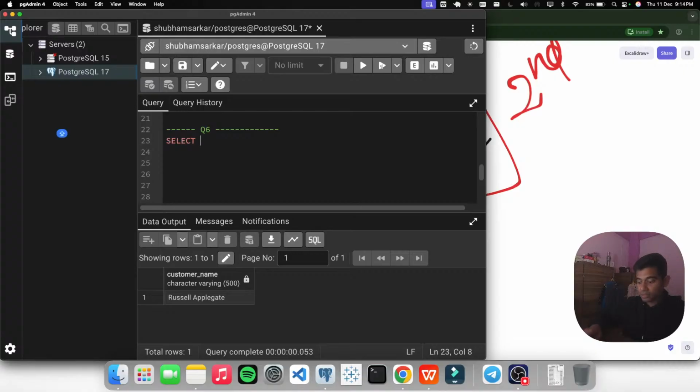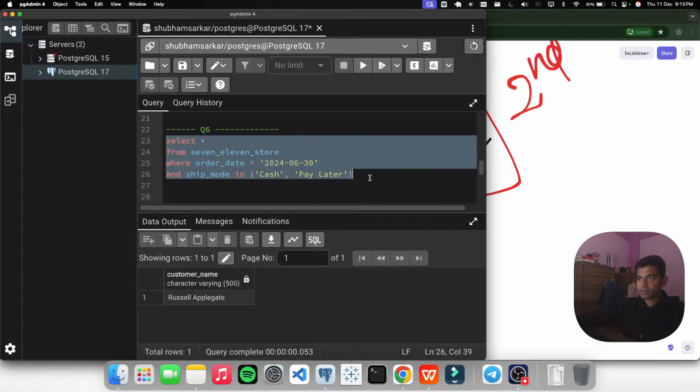So right now let's write this thing. Select everything from 7-Eleven store where order date greater than 2024/06/30 and the ship mode in cash or pay later. ठीक है, this is the thing. Let's run this and see do we get any output.